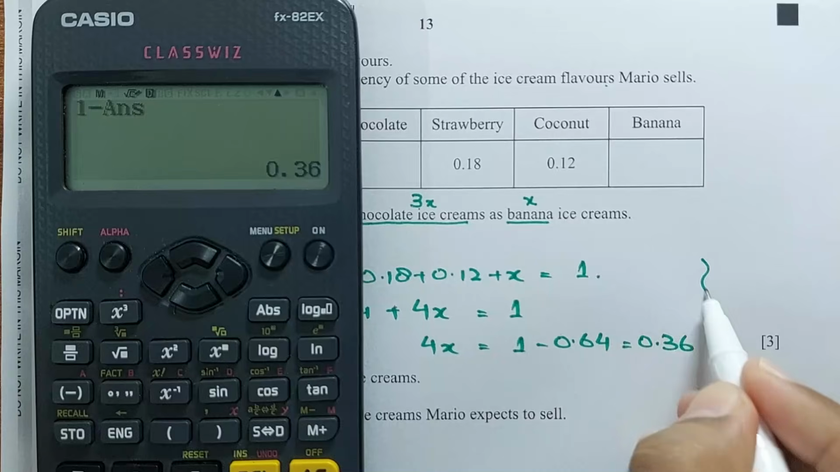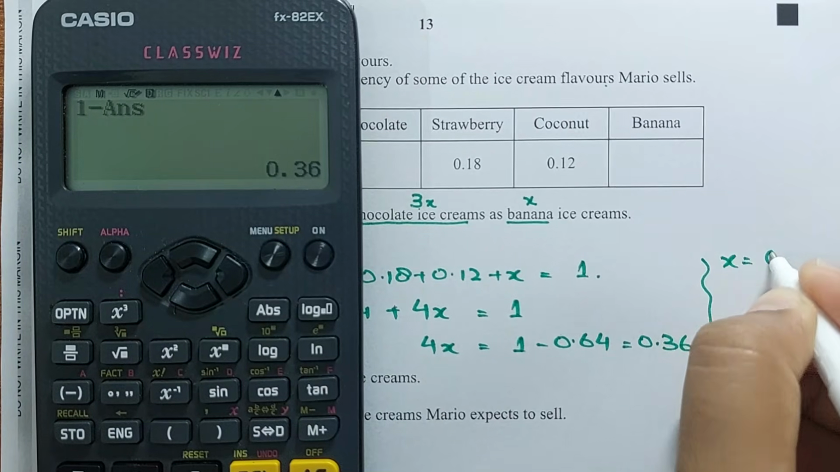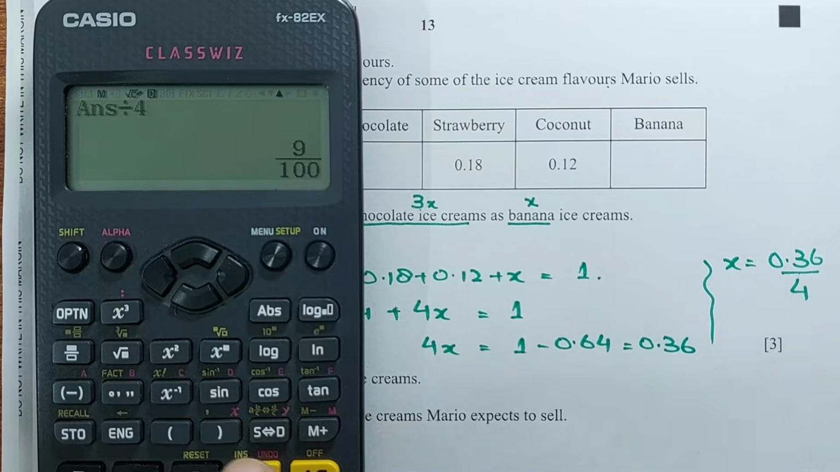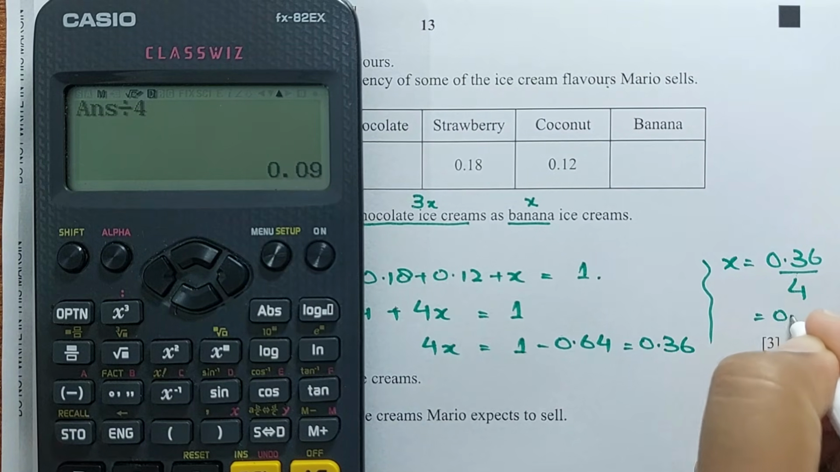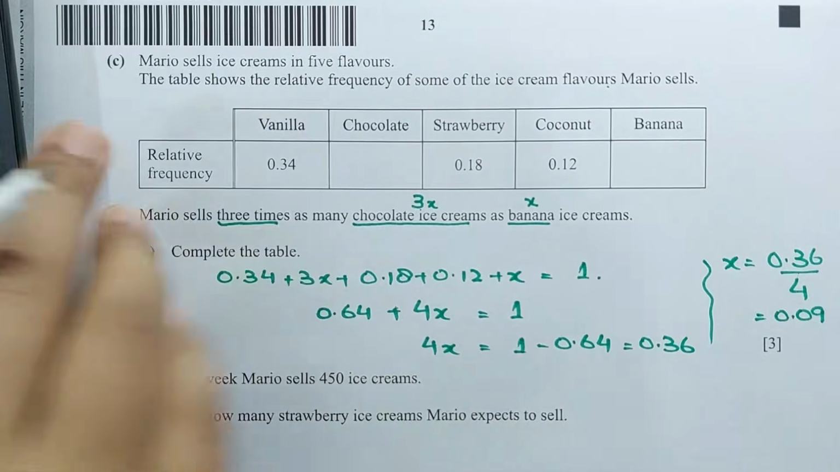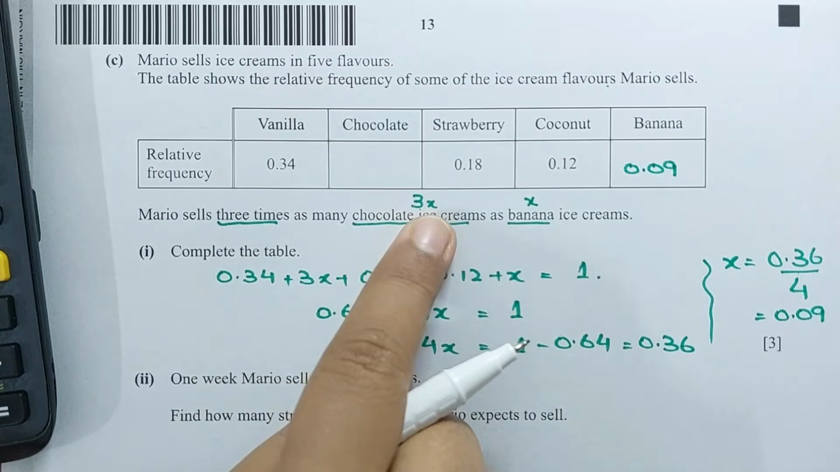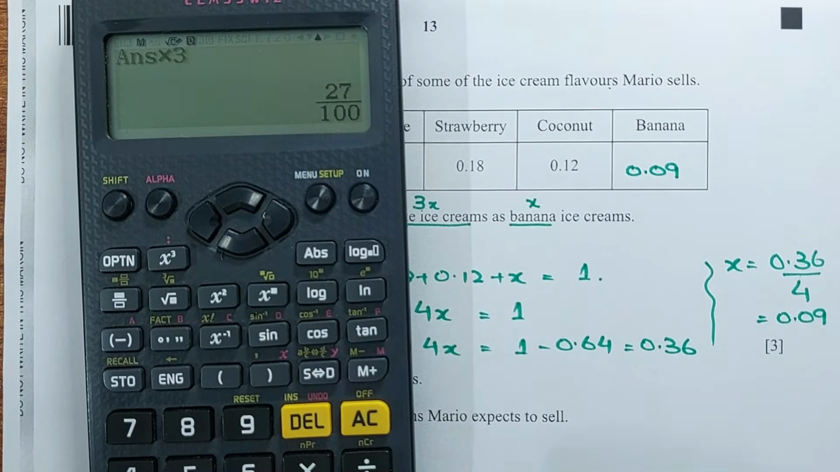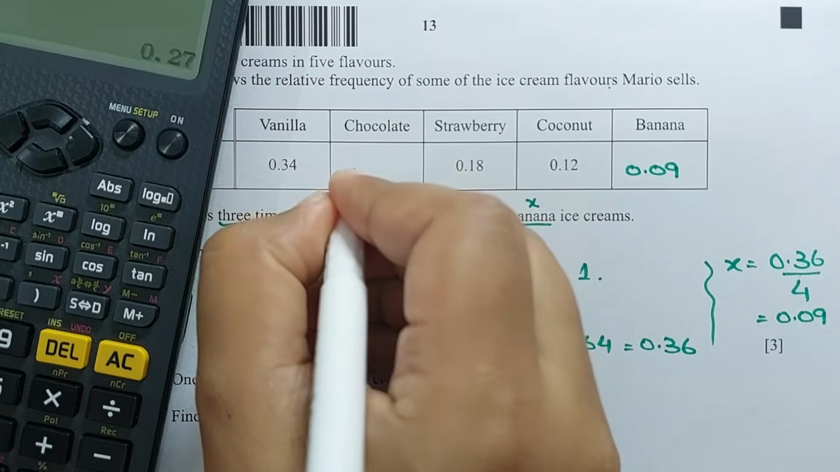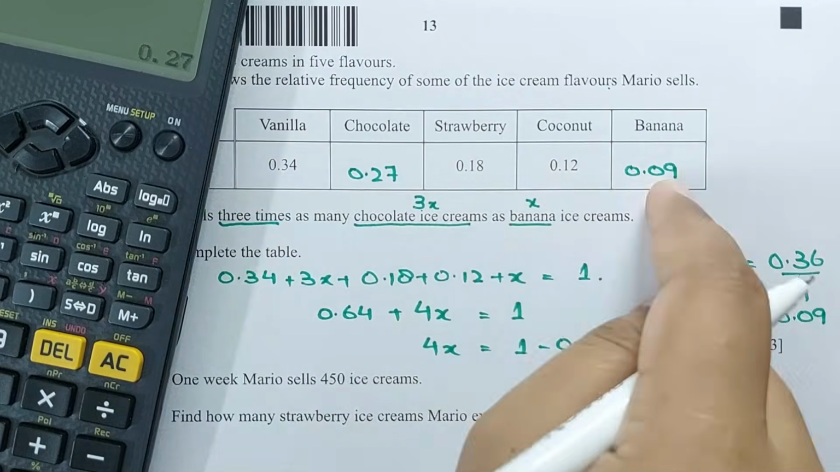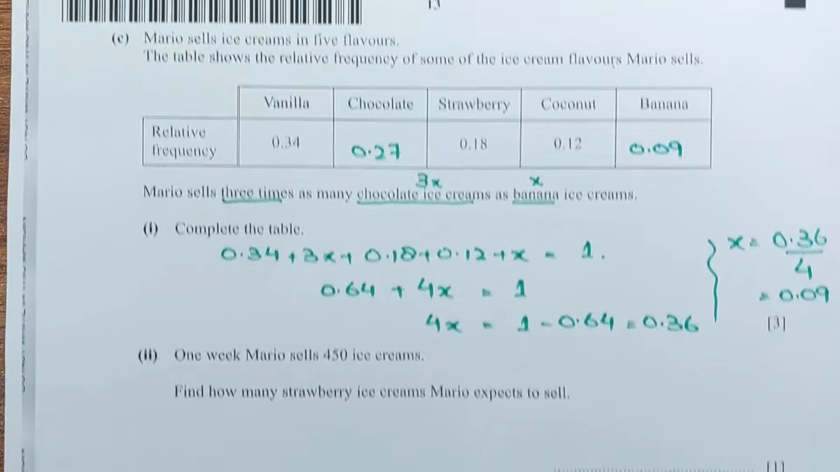Okay, now what is x? x is 0.36 divided by 4. That is 0.09. Okay, the banana is 0.09, which is just x, and the chocolate is 3 times 0.09. That is 0.27. And all of the 5 flavors' sum should be equal to 1.